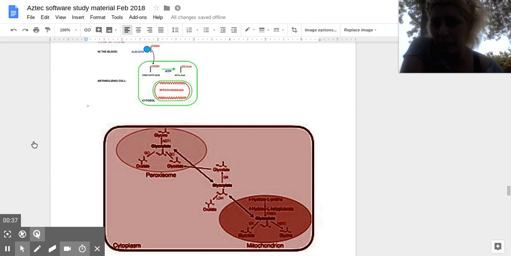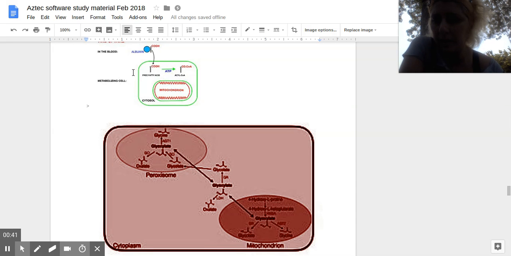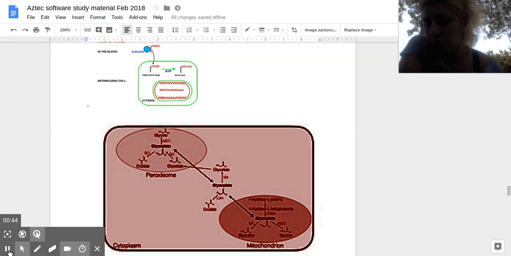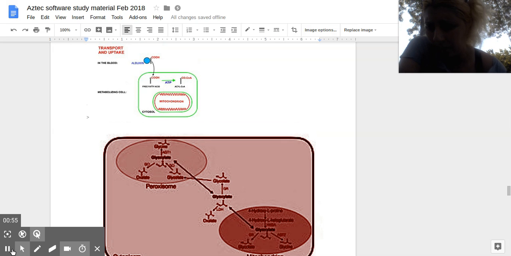So fatty acids are broken down into components which lead to carbohydrates, basic carbohydrate components. This generally occurs in the peroxisome and the mitochondria.